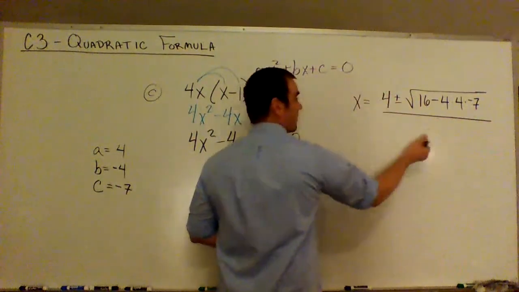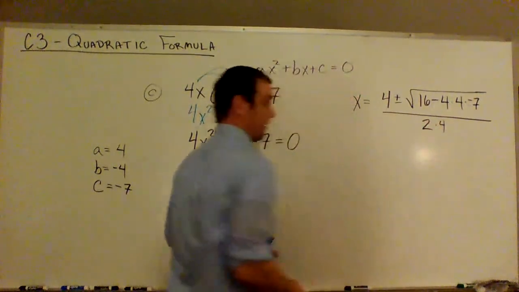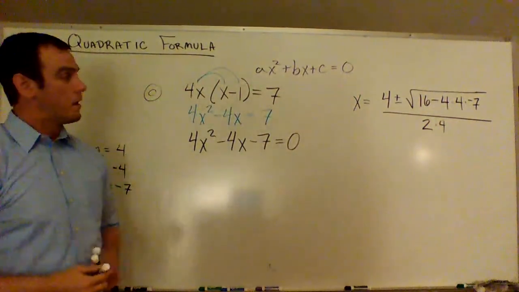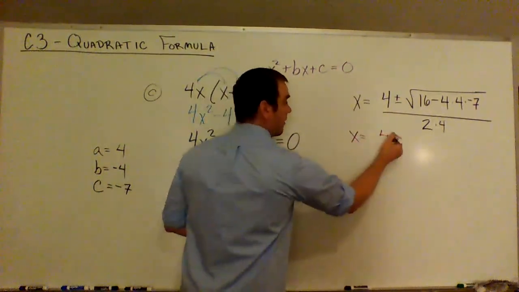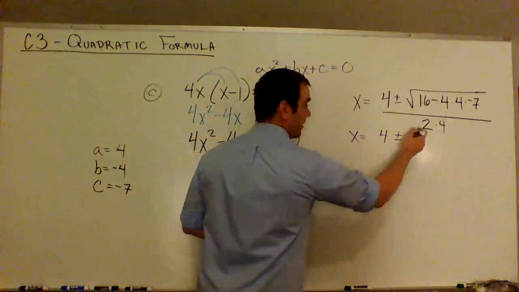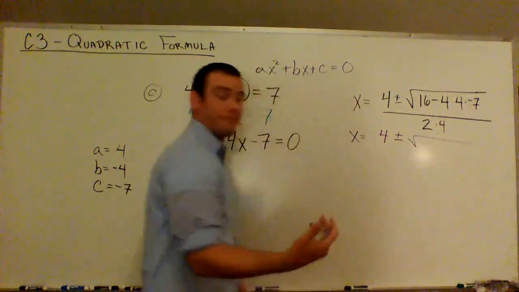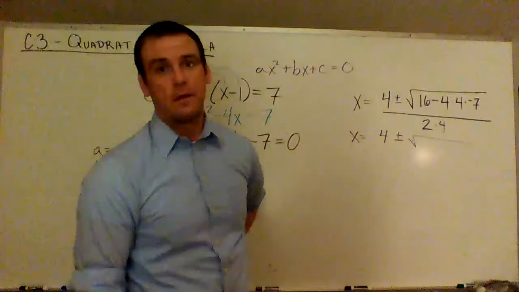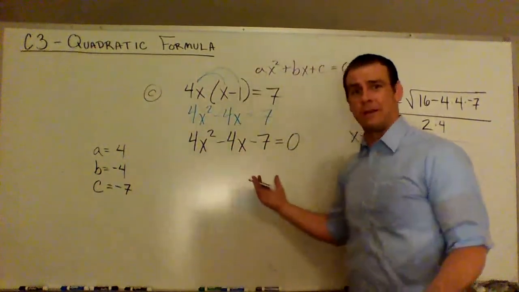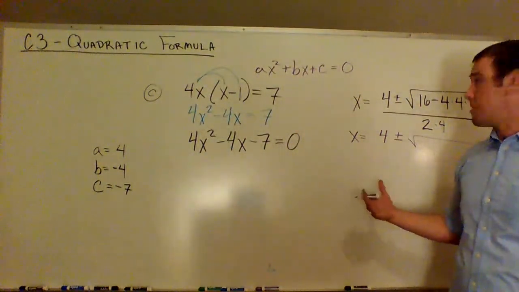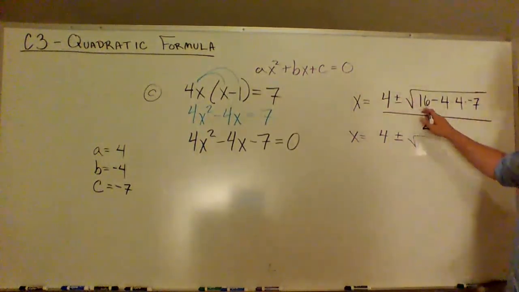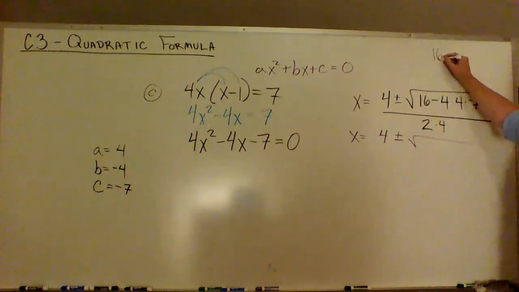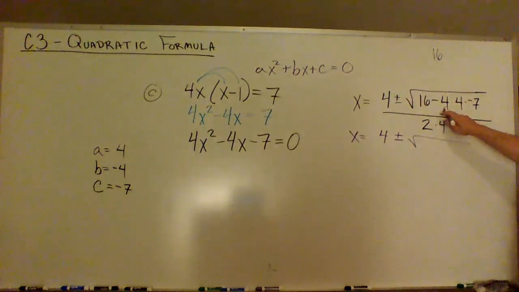Okay, all over 2 times a, which was 2 times 4. So, we've got x equals now 4 plus or minus the square root. Okay, remember you guys do get to use a calculator. I'm just going to work this all out by hand without a calculator. If you want to challenge yourself, try doing it without a calculator. So we've got 16. Okay, I've got 4 times 4.